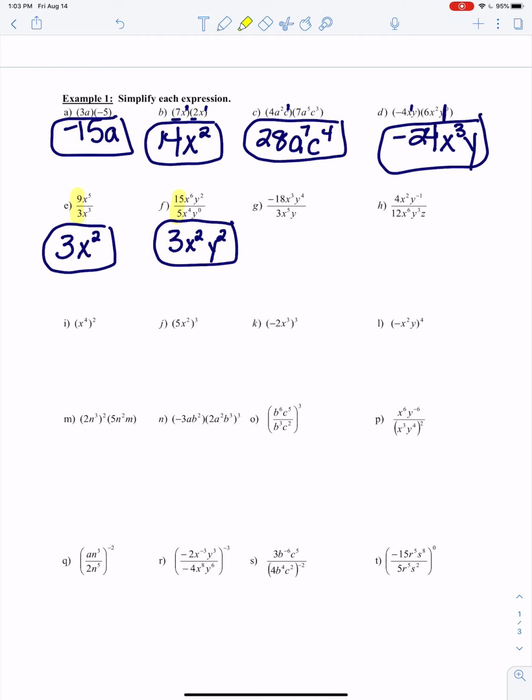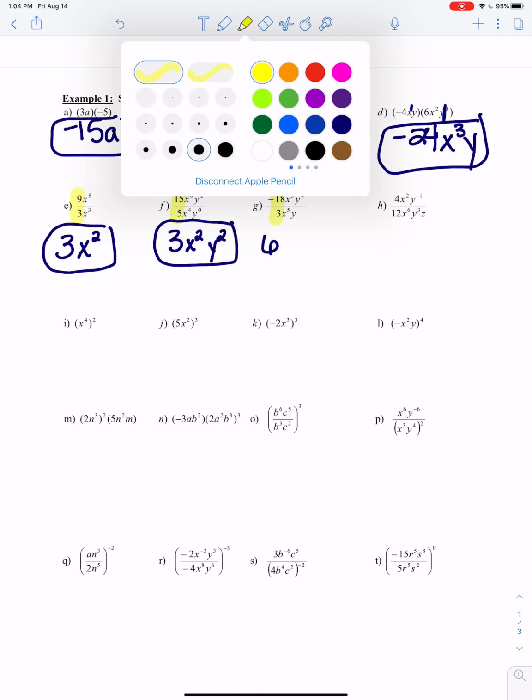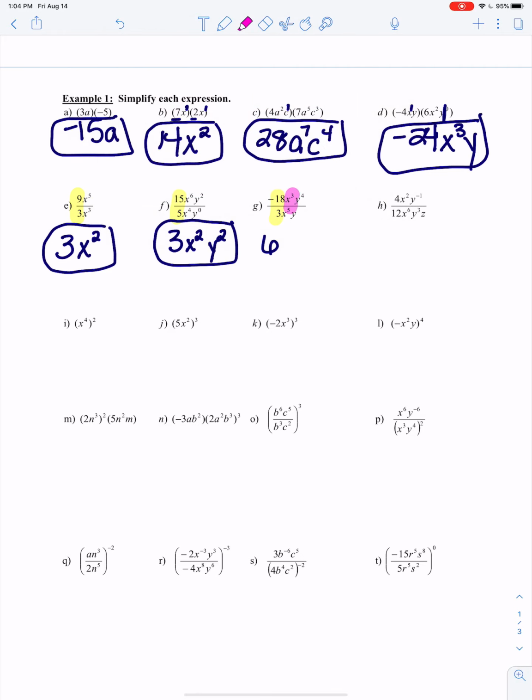Okay, same thing on G. You've got these whole numbers here. Now, it's a negative number, not a negative power, so don't think you have to move it. You only move negative powers. So negative 18/3 is negative 6.